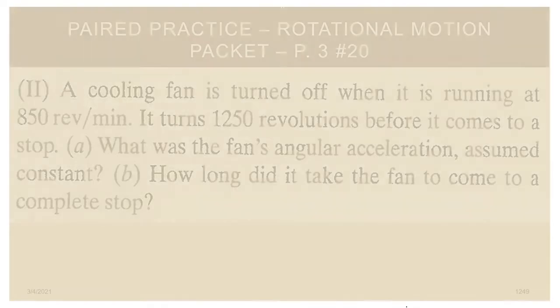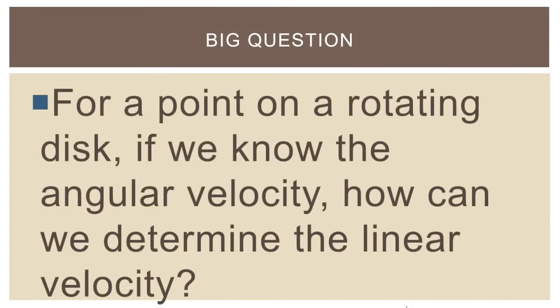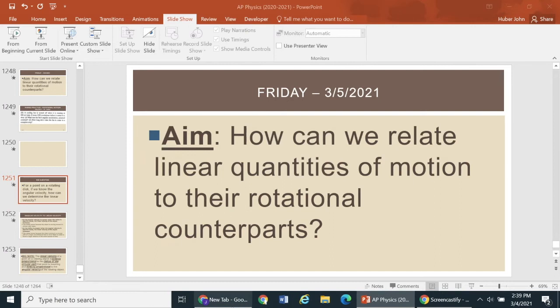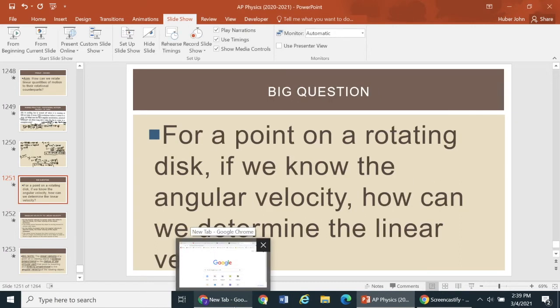And so the big question here to start us off is, for a point on a rotating disk, if we know the disk's angular velocity, how can we determine the linear velocity? This is an important exercise to think about. Number one, because it's important for rotational motion in general, but number two, because it's something that you've already done. And so to get this point across, I want to show you a simulator, because I think the simulator does a pretty good job at showing you the relationships.